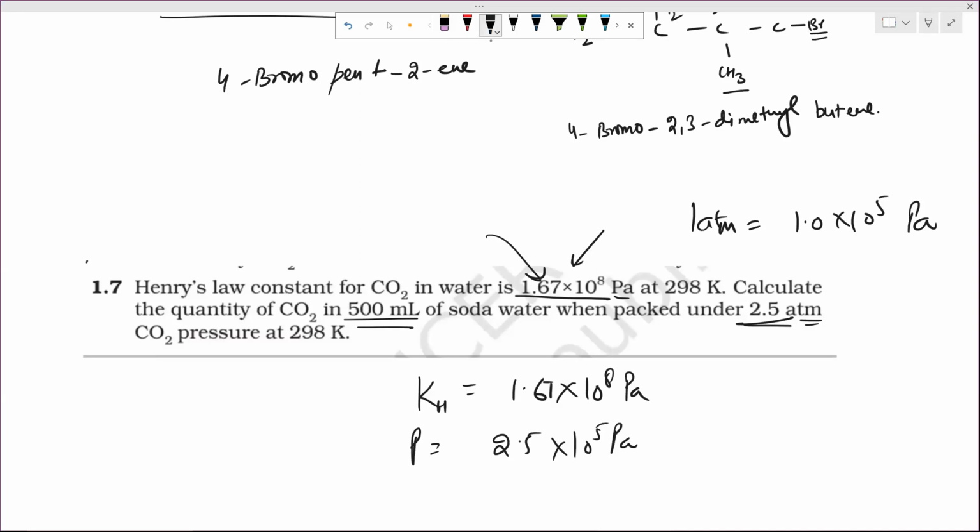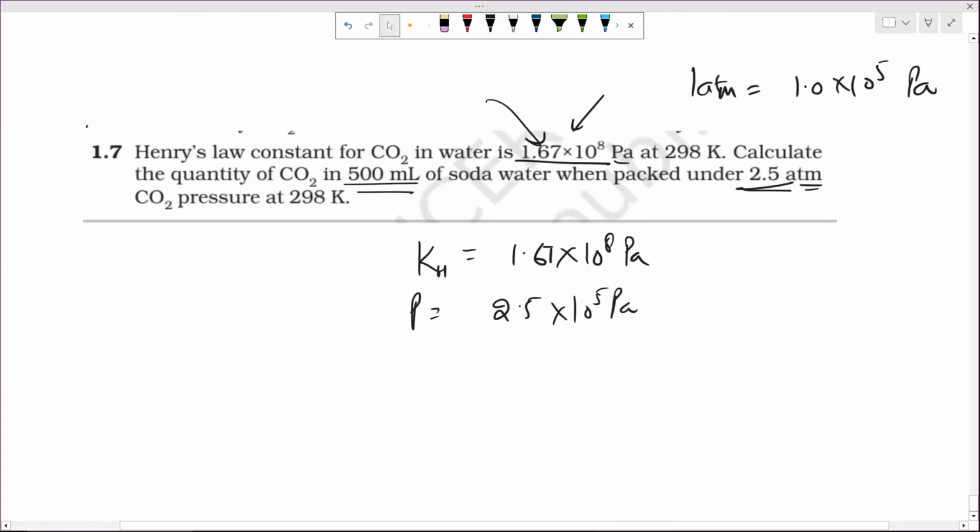And what is it asking? Calculate the quantity of CO2 in 500 ml of soda. So 500 ml of soda is given to you. What does this mean? We have to find its mass. When gases are added to water, you need to first calculate the mole fraction of CO2. Okay, mole fraction of CO2 you have to calculate.